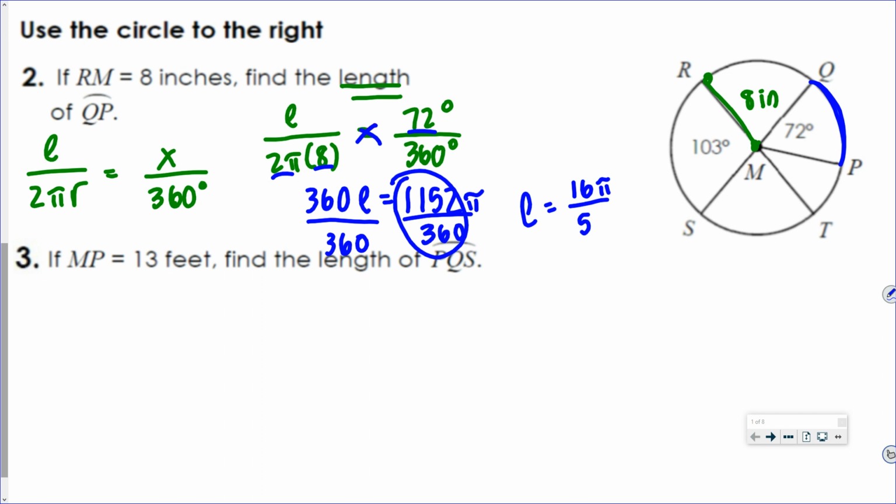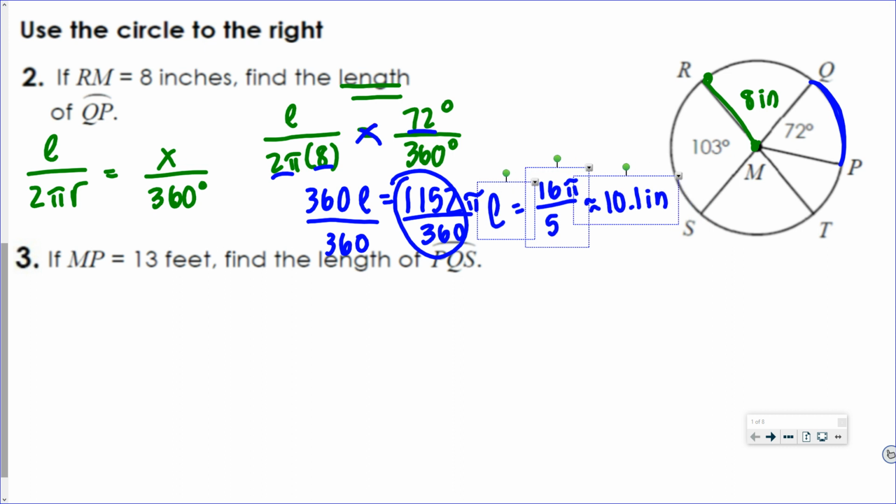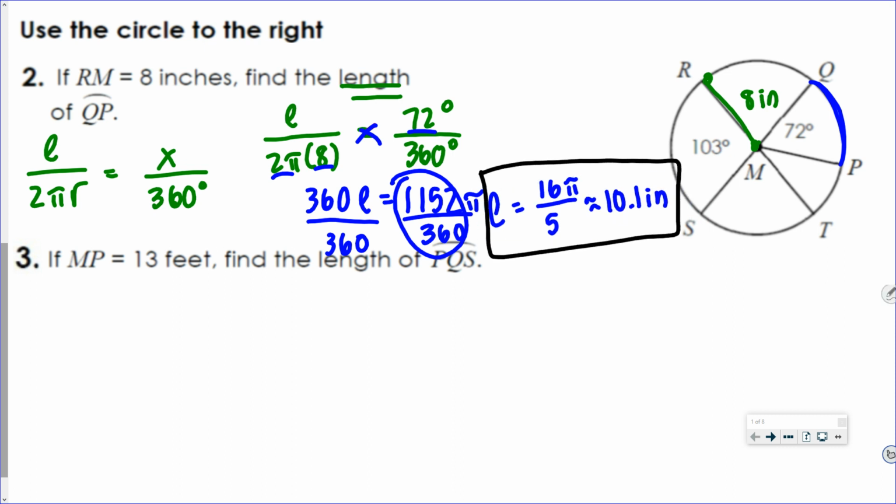Okay, if you don't know how to do that, practice that on your calculator before tomorrow. As a decimal, you just multiply 16/5 by pi. I got about 10.1 inches for this arc length. Okay, there's your answer for number 2.